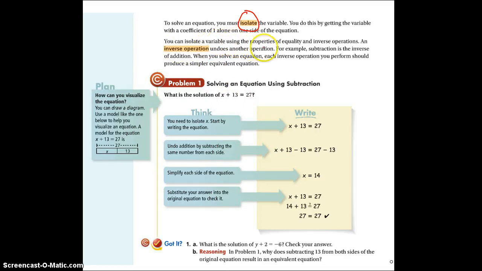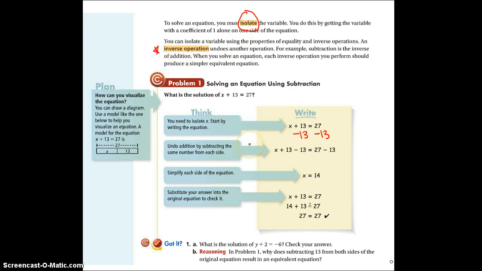You can isolate a variable by using properties of equality and inverse operations. An inverse operation undoes another operation. So for example, this plus 13. In other words, player 1 has $13, player 2 has $27. Since this is a positive 13, I would take away $13 from player 1. But then our properties of equality say I also have to take away $13 from player 2. Since this was a positive, this was a negative. That's what they mean by inverse operations.